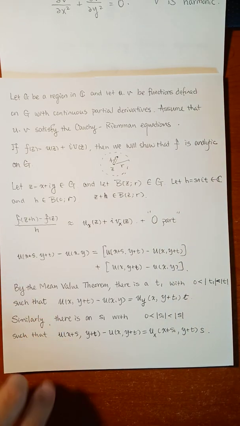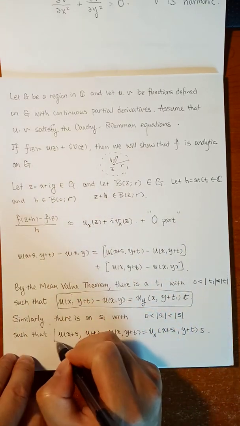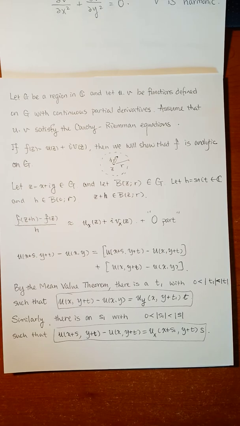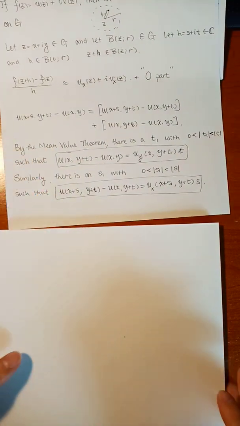Okay, so we have those two conditions, two mean value theorem results. Okay, so you see here you have the partial derivative for y, partial derivative for x. Then let's check what is the difference.